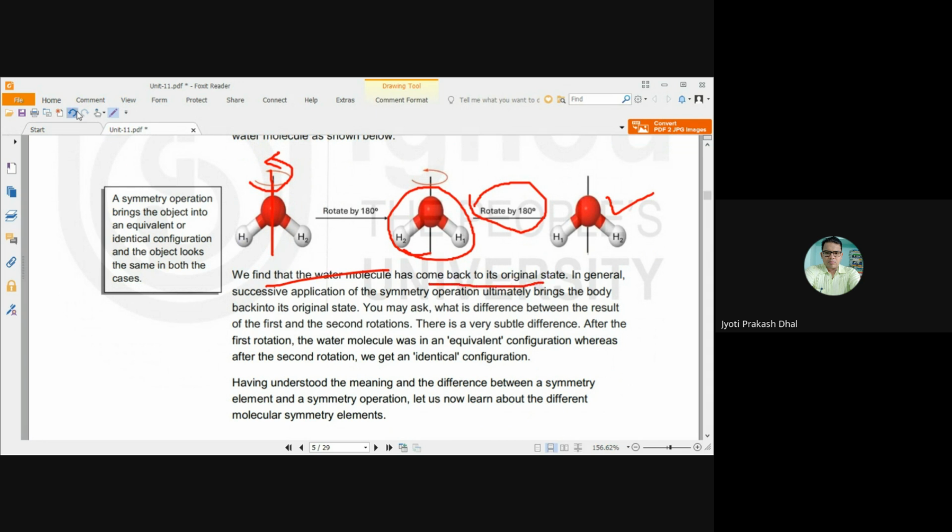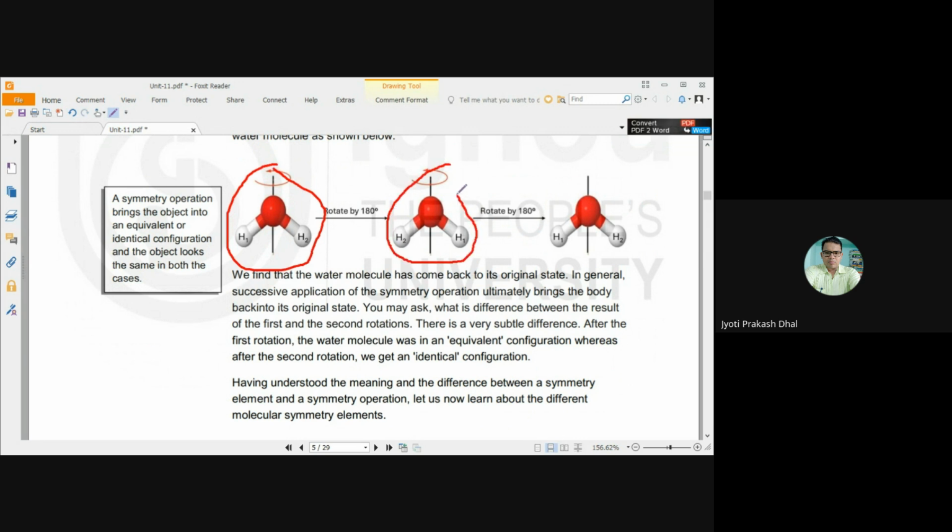This one is the original state, and this one is the state that appeared after rotation by 180 degrees. Practically, you cannot distinguish the original and final states of the water molecule after that 180 degree rotation. That is called a symmetry operation. In general, the successive application of the symmetry operation ultimately brings the body back into its original state.